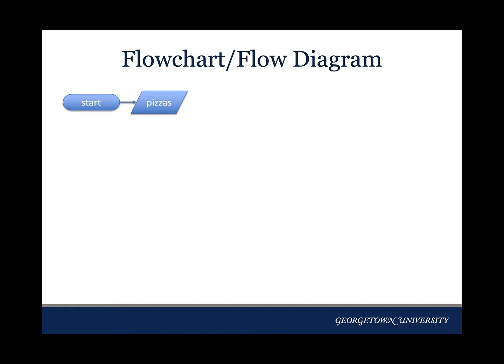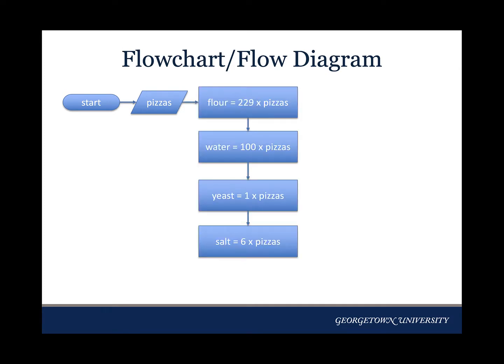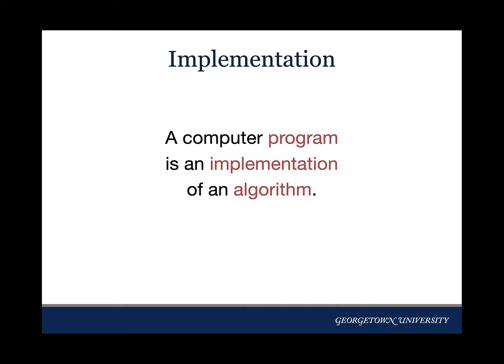The parallelogram in flowchart language stands for input and output. And so here we are inputting the number of pizzas. Then we flow to the next steps of the algorithm. Rectangles in a flowchart language represent a calculation or a process of some sort. And here I'm calculating my four quantities. And once I finish with my four quantities, then I can output them, and then I flow to the end of the algorithm. So now we come to implementation.